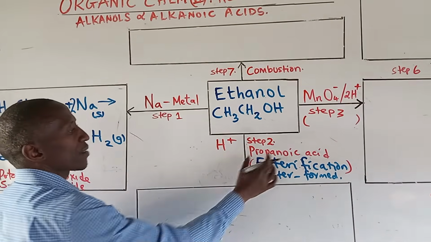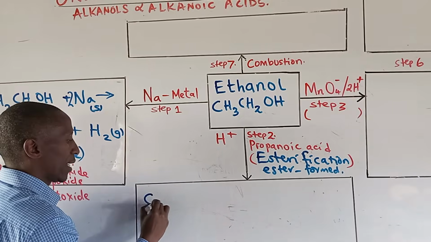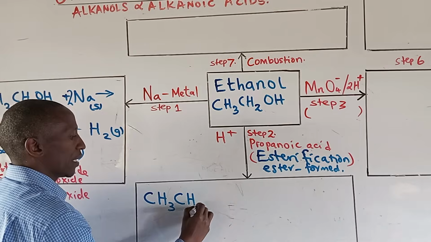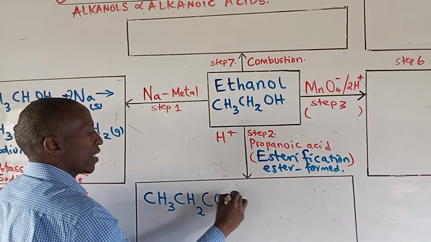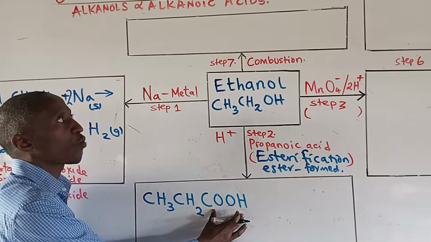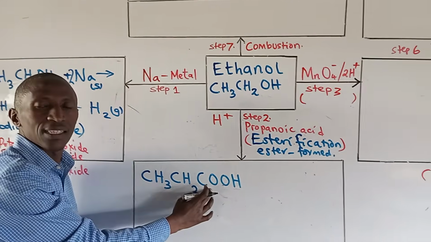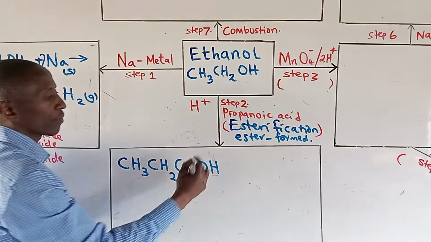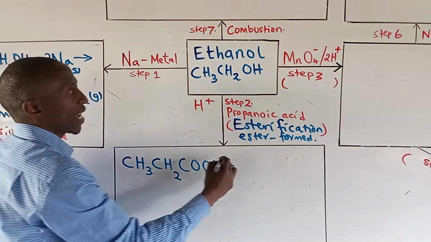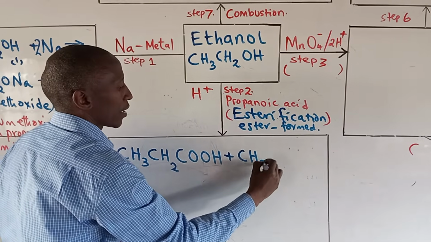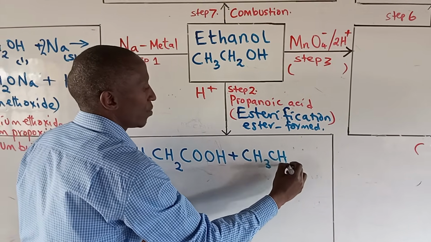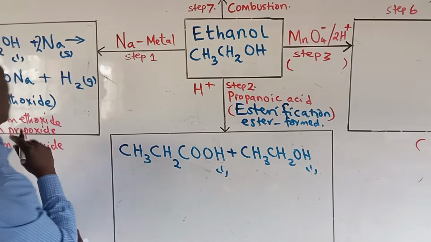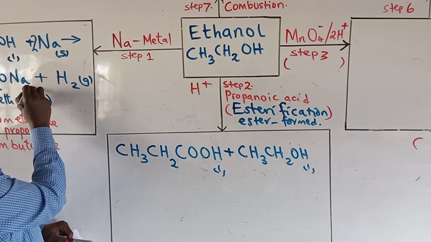So we may start with the propanoic acid. Propanoic acid, the prop means 3 carbons, with one having the carboxylic acid group, or what we call the alkanoic acid functional group, RCOOH. That reacts with ethanol, that is CH3CH2OH, and if we wish to put the state symbols, they are in liquid form.